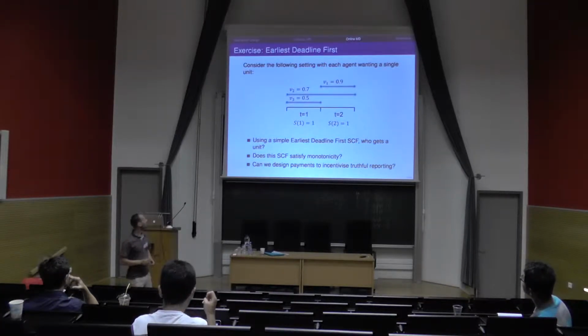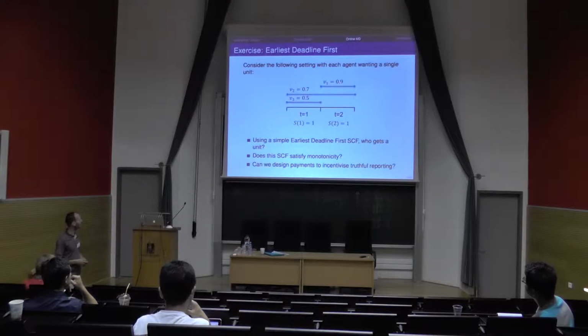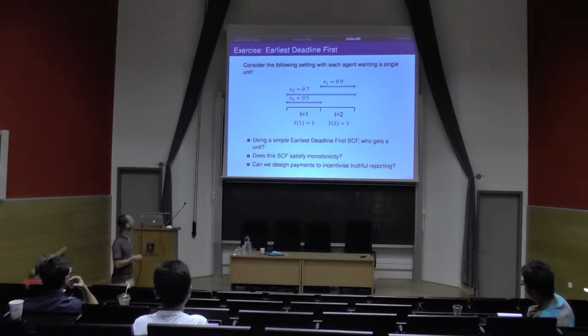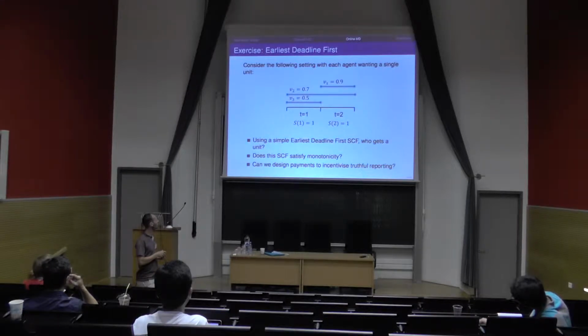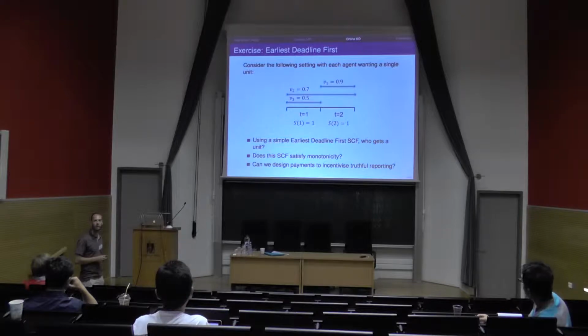These two questions you now have to answer, which could be tricky, but you can ask me any questions you want. So, does this social choice function satisfy monotonicity? Yes or no? And the second question is, can we design payments to incentivize truthful reporting? Yes or no? Can we find any sort of payment that the agent will be incentivized to truthfully report? So you just need to fiddle around.